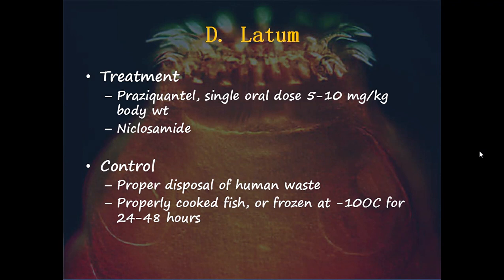So how do we prevent or control the infection? Number one, proper disposal of human waste such that the infected feces do not get into bodies of water. You need to properly cook fish or freeze it at negative 100 degrees Celsius for at least 24 to 48 hours. So those very fond of eating raw fish, this is a risk factor for latum infection, especially if these are freshwater fishes.